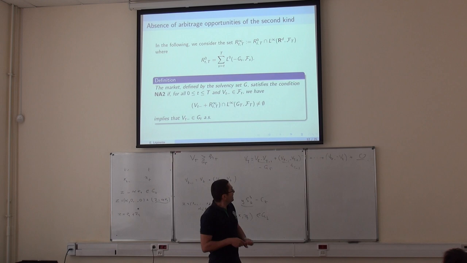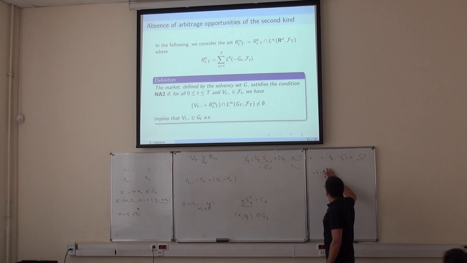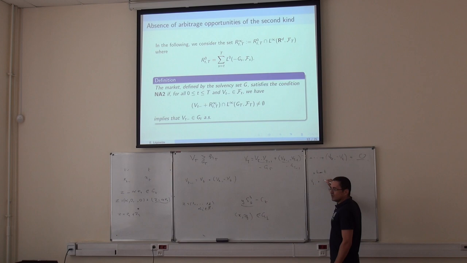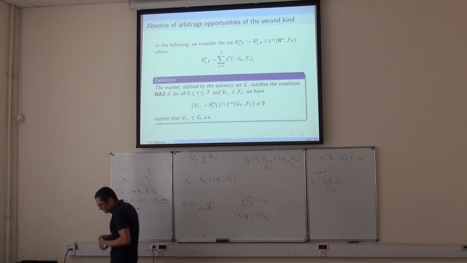Actually, that means that at time t, you have this initial endowment, and then at time t you can start to rebalance your portfolio according to G_t, so that you had maybe V_{t-1}, that is in minus G_t. Okay, and then you can pursue at time t+1, etc., etc. This is a usual definition.